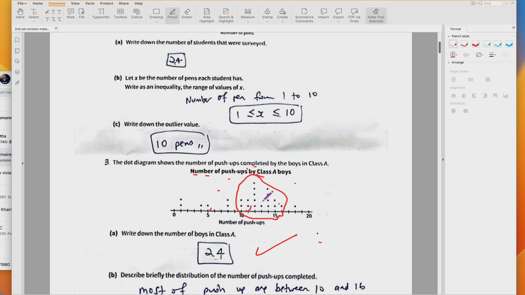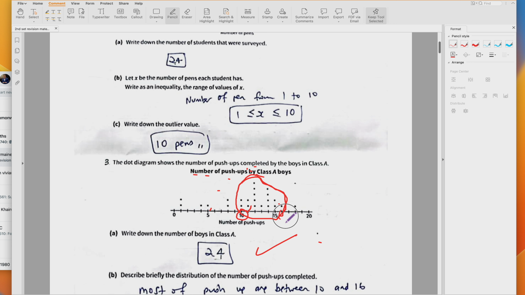You know a cluster? Have you heard of the COVID cluster in Ang Mo Kio, or the dengue fever cluster in Ang Mo Kio? You know what it means? Certainly there is a hot zone. Yeah, so same thing. So the distribution in this dot diagram, they mostly cluster from where?